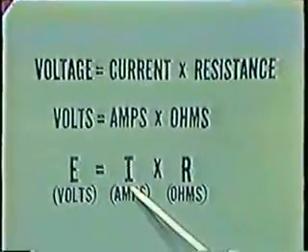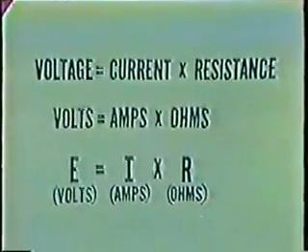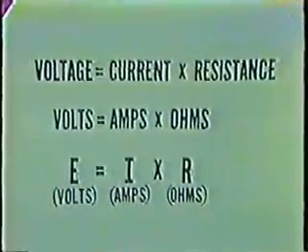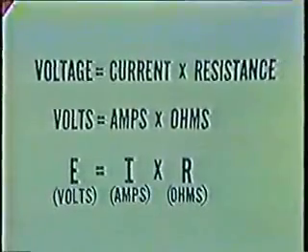E equals I times R. Voltage equals amps times resistance. So if voltage stays the same while the resistance is doubled, then current will have to be cut in half to keep the equation balanced.